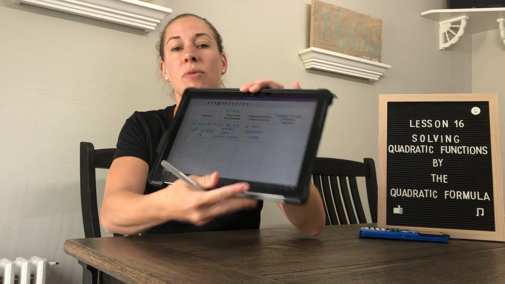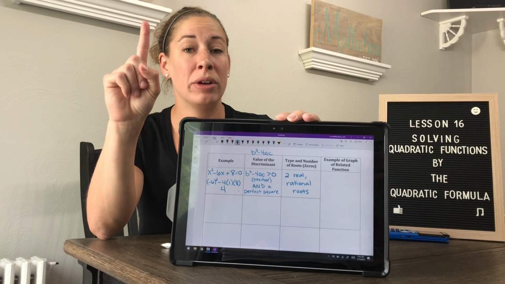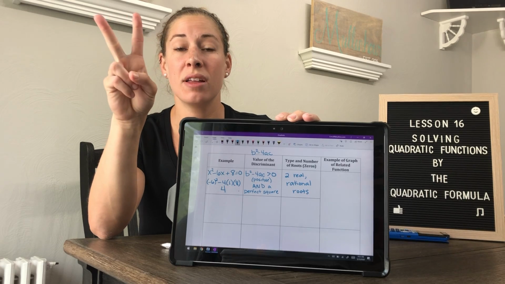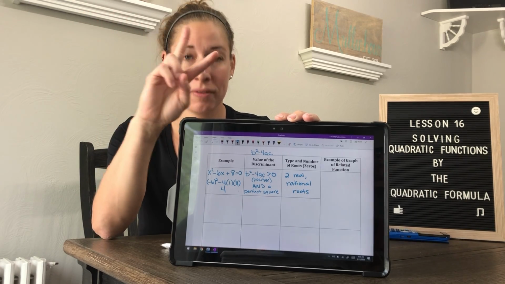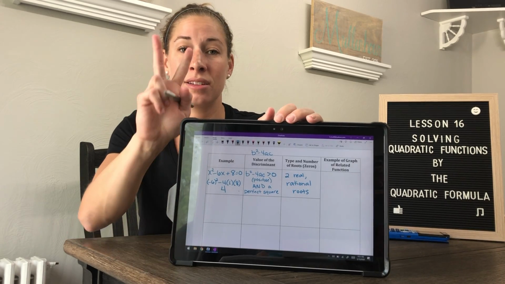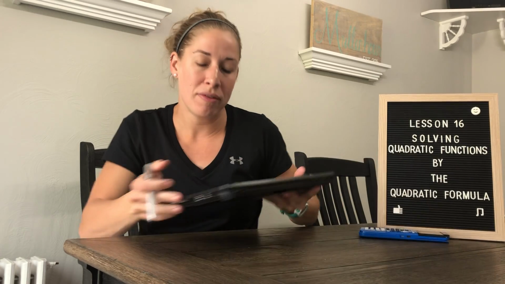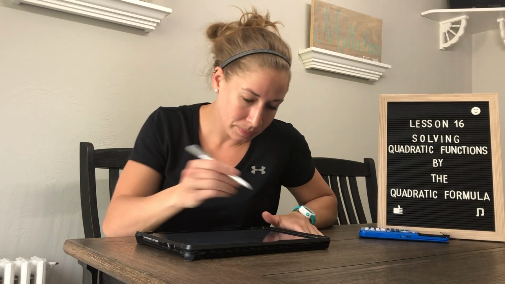So 2 real rational roots. If your number is positive, that's what makes them real. And if it's a perfect square, that's what makes them rational. You're going to have 2 because it's a parabola, so it's crossing through the x-axis twice. The next one, we're going to draw the picture of the graph after we finish the next one.